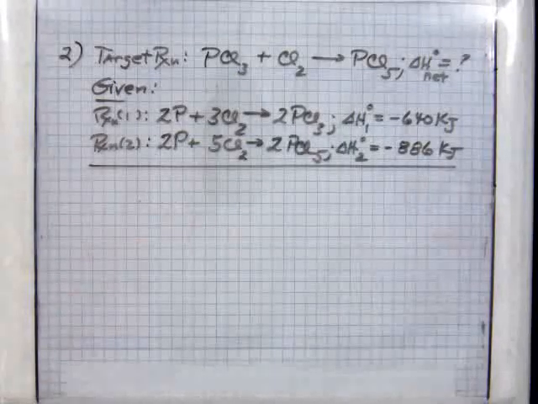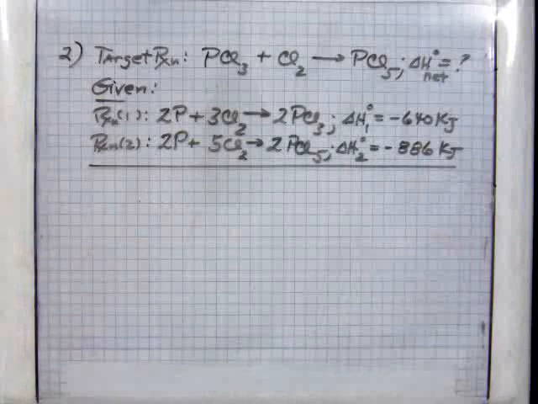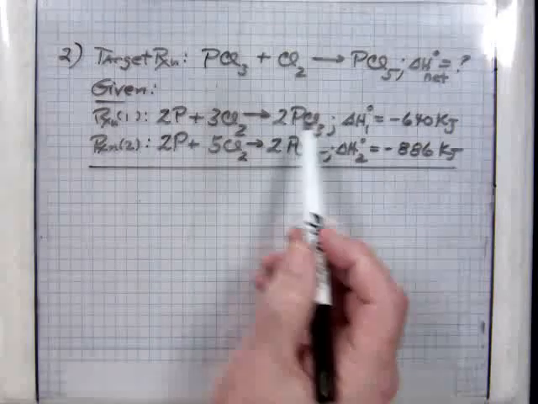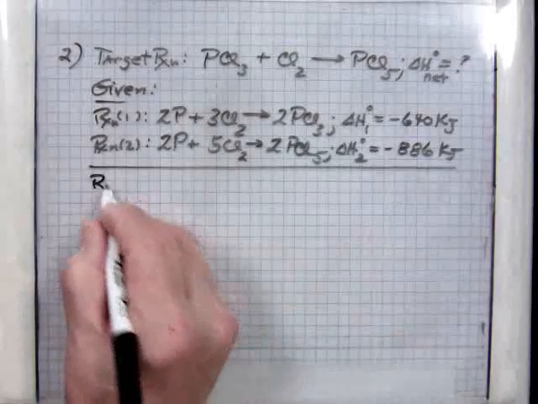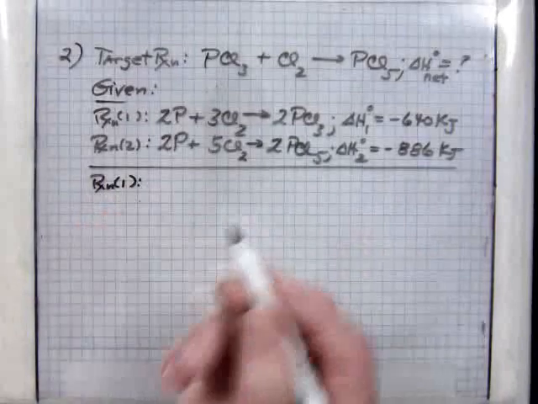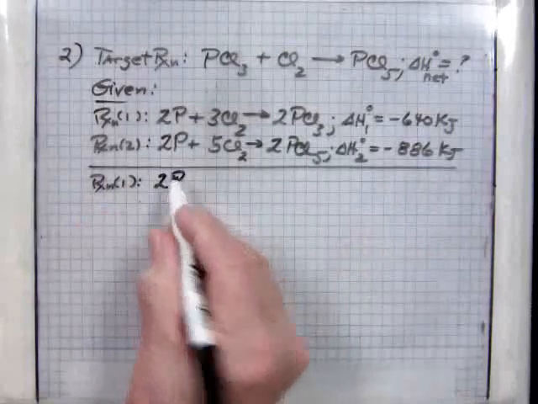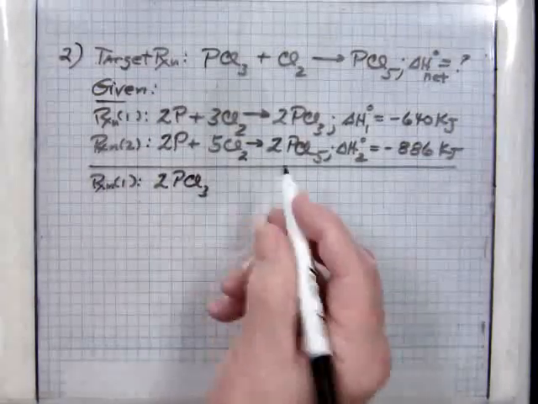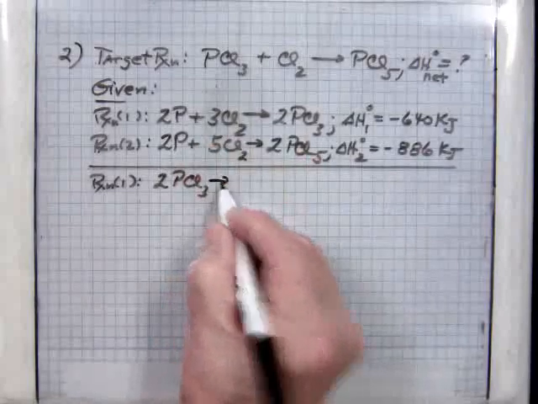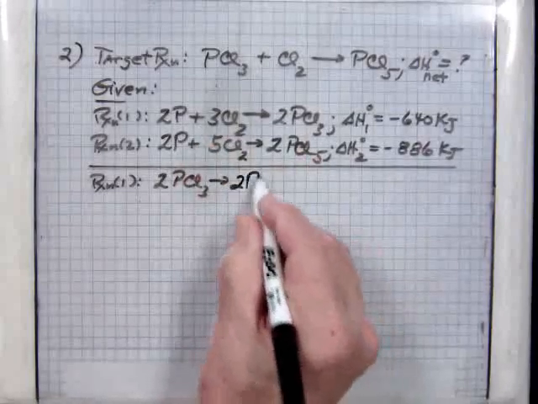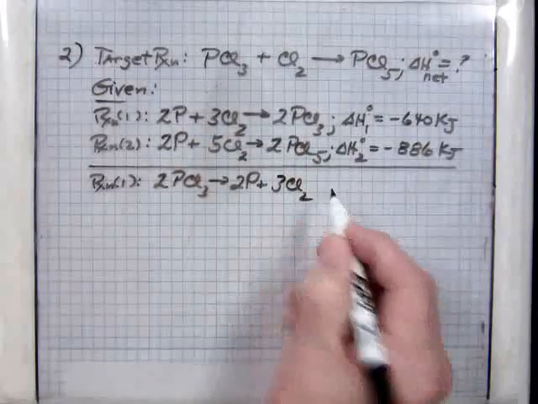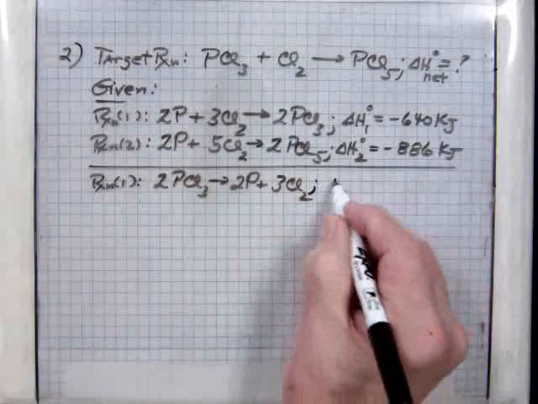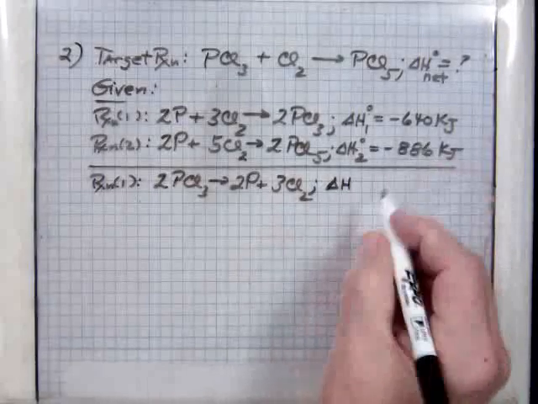And what I tell people to do to keep their bookkeeping straight is rewrite everything but include the adjustments. So since we need to reverse this, that's what we will do. So reaction 1 now becomes 2 PCl3. See how I reversed it? And that goes to 2 phosphorus plus 3 Cl2s, and when I reverse it, delta H1 becomes endothermic now.